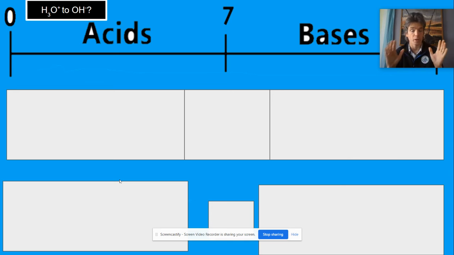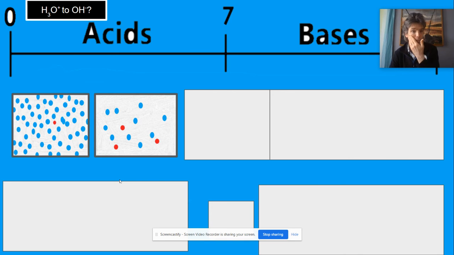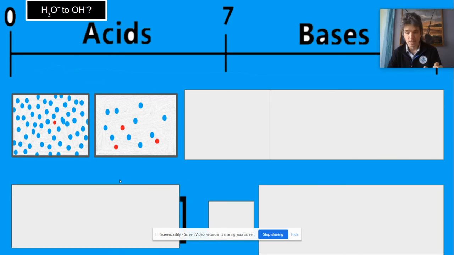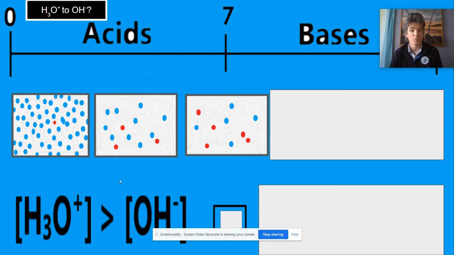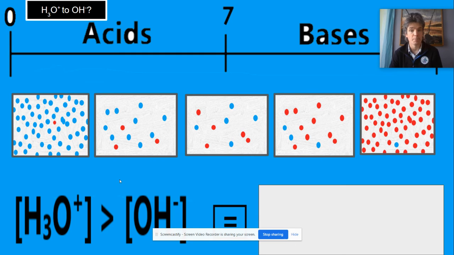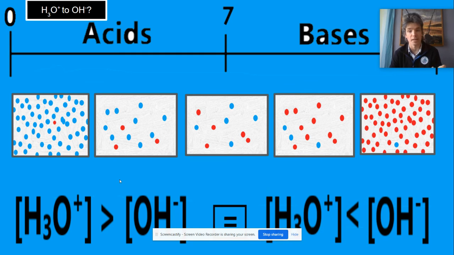All right, and I want to talk about the comparisons to each other. In the acids, you have more hydronium than hydroxide. In water, you've got equal amounts. And in bases, you've got more hydroxide than hydronium. All right, and the disparity between the two ions gets greater as you move further from 7, as the pictures show.